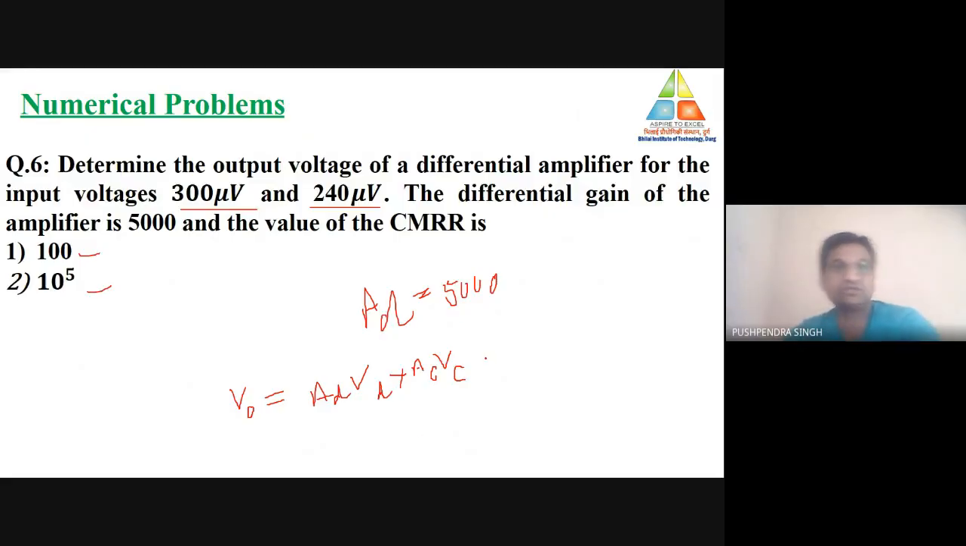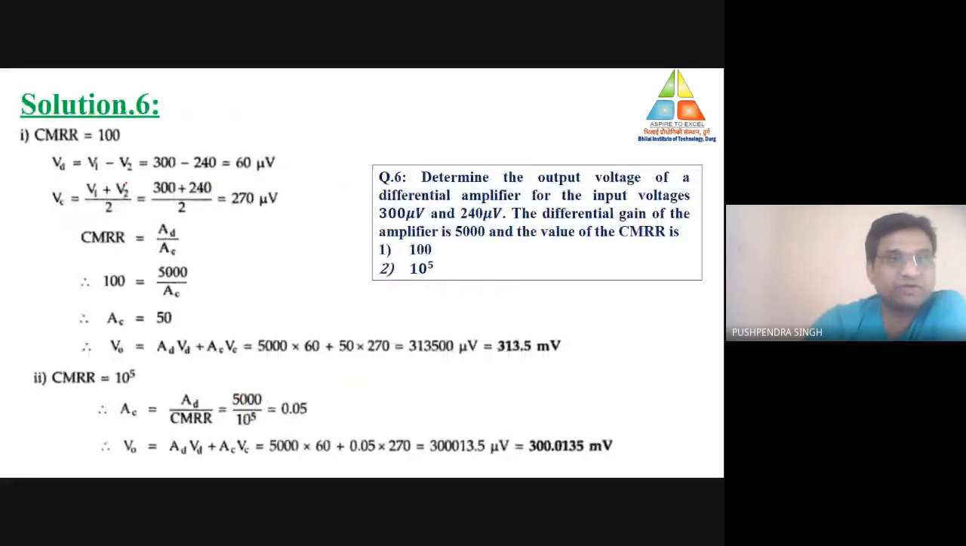So this is the solution. First of all, we are calculating the value of VD. VD is nothing but the difference of two input signals, so VD is V1 minus V2. V1 is 300, V2 is 240. So VD is 300 minus 240, which is equal to 60 microvolts. Now what is VC? VC is nothing but the average of the two input voltages, which is 270 microvolts.